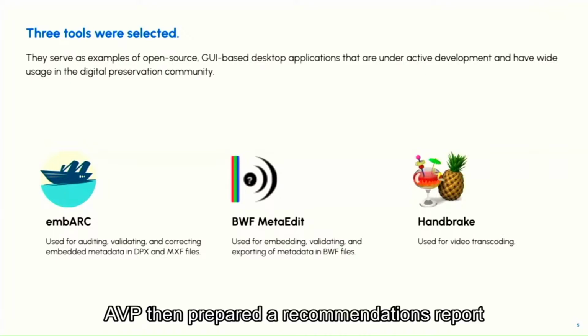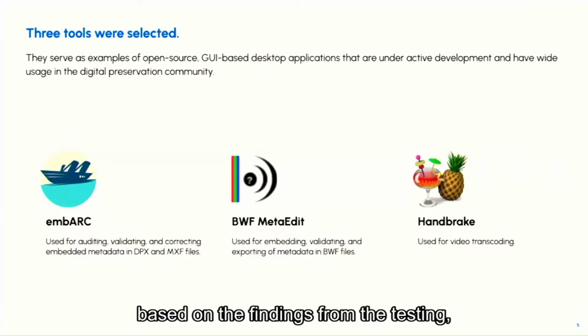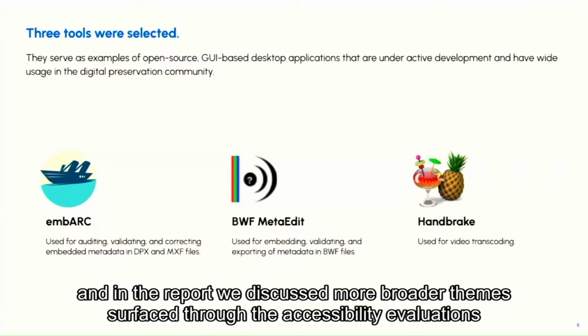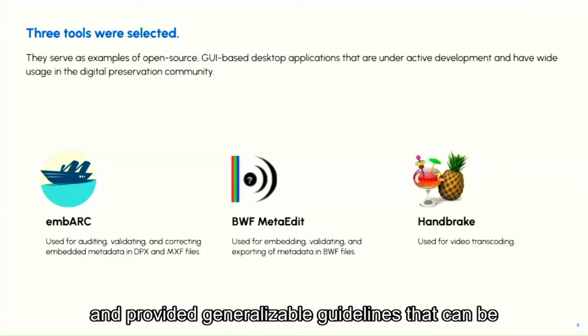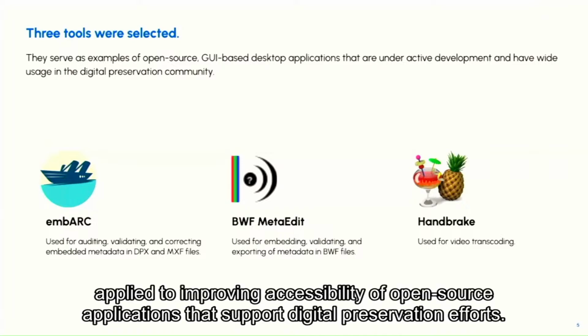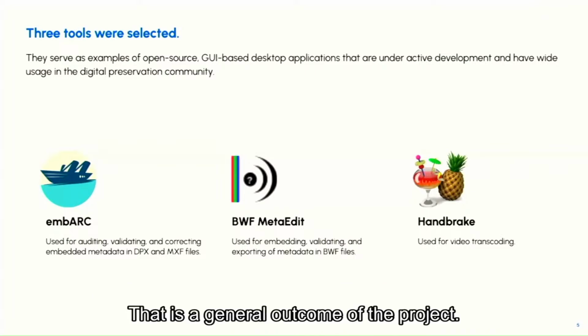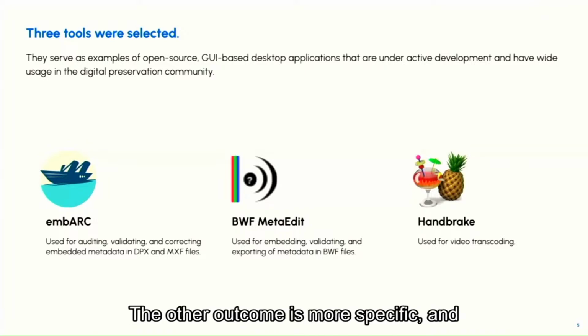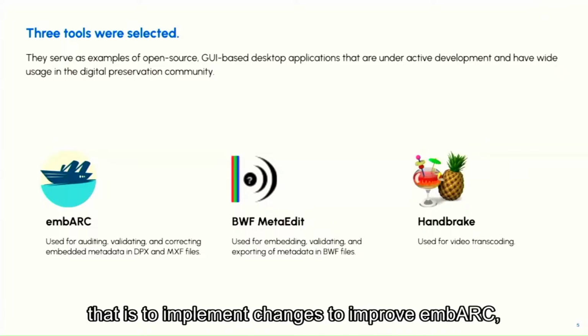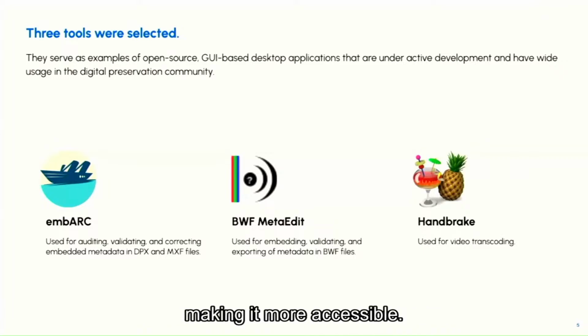AVP then prepared a recommendations report based on the findings from the testing. And in the report, we discussed broader themes surfaced through the accessibility evaluations and provided generalizable guidelines that can be applied to improving accessibility of open source applications that support digital preservation efforts. That is a general outcome of the project. The other outcome is more specific, and that is to implement changes to improve Embark, making it more accessible.